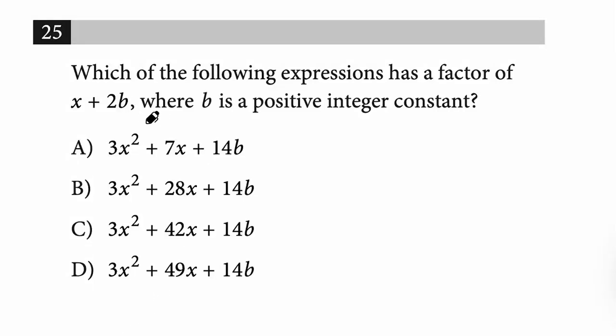Number 25. Which of the following expressions has a factor of x plus 2b, where b is a positive integer constant? That means you have to find two factors from the quadratic equation where one of them is x plus 2b, and we don't know anything about the other factor. We have to find the option. It's a little bit tricky. Let's leave it here and see how these questions work.